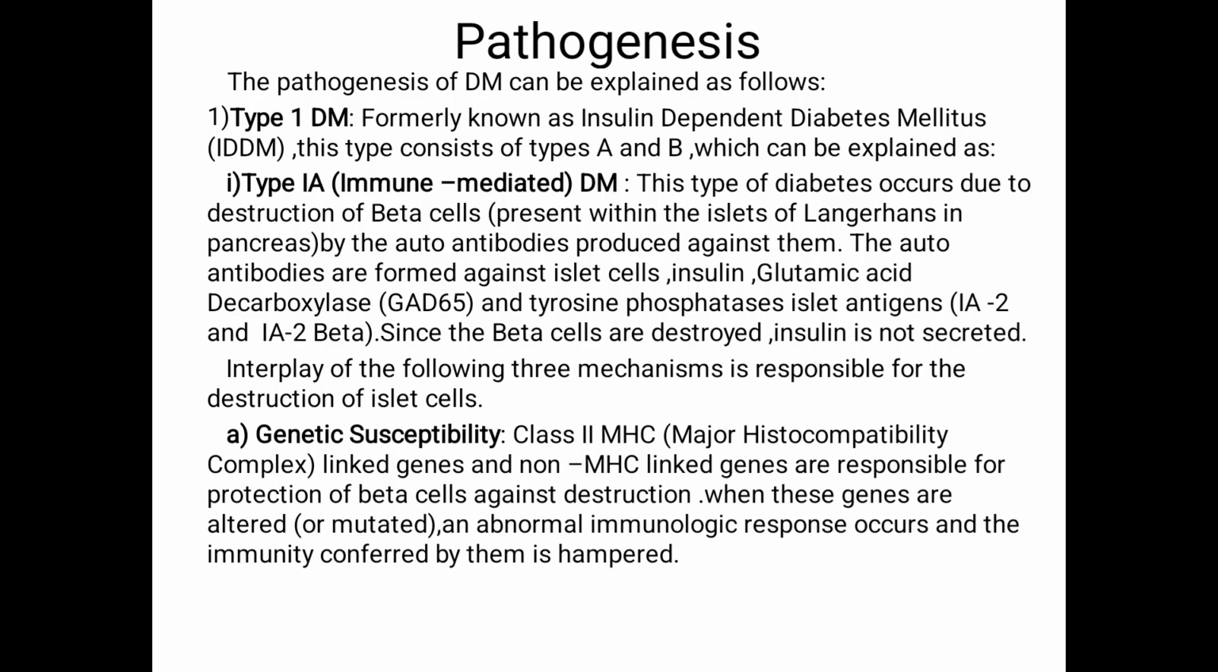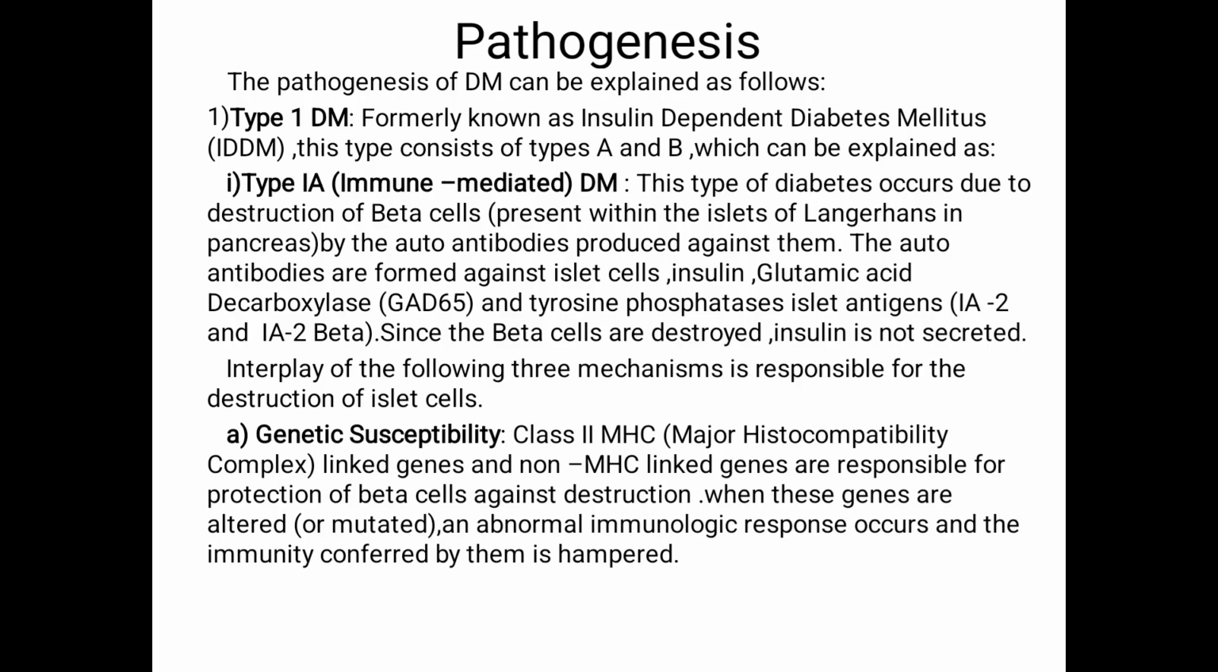Type 1 diabetes mellitus, formerly known as insulin dependent diabetes mellitus, IDDM. This type consists of type A and B, which can be explained as type 1A immune mediated diabetes mellitus. This type of diabetes occurs due to destruction of beta cells which are present within the islets of Langerhans in pancreas by the autoantibodies produced against them.